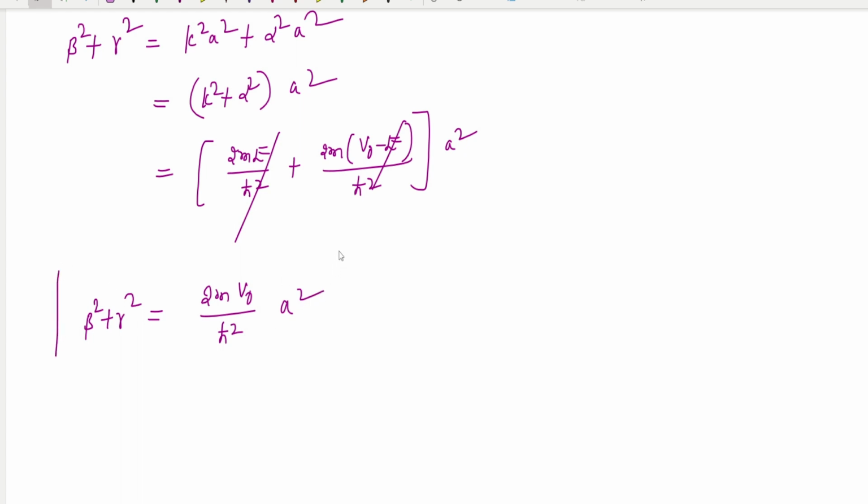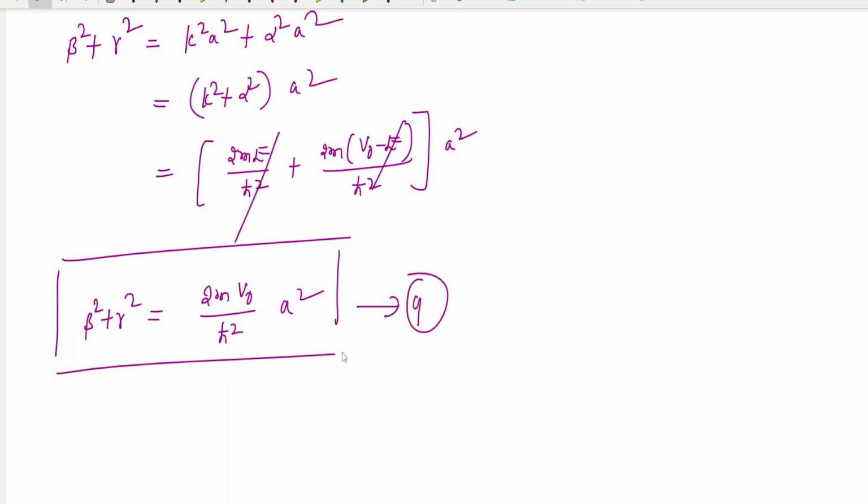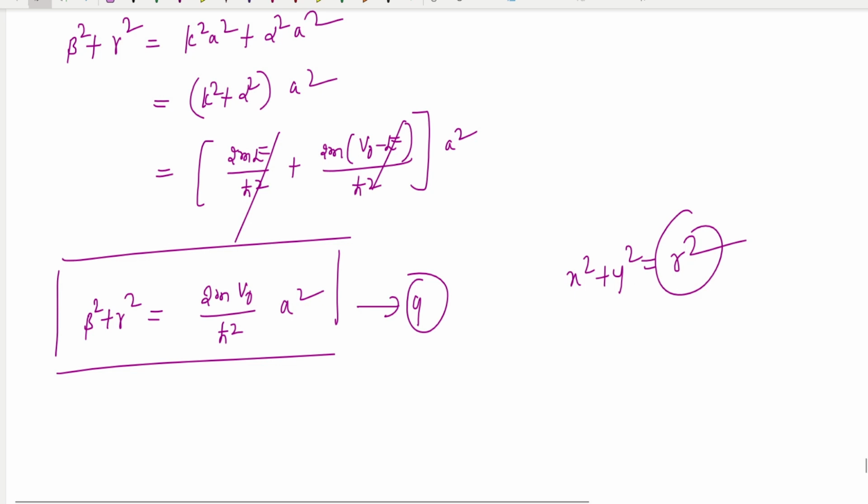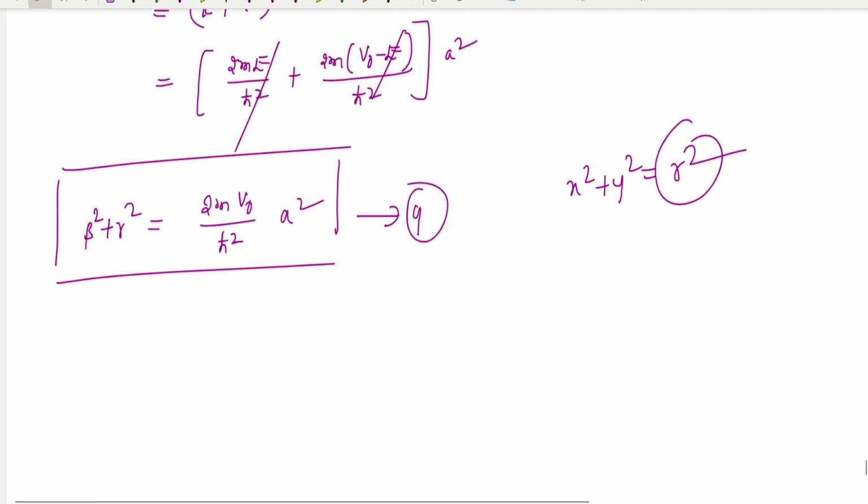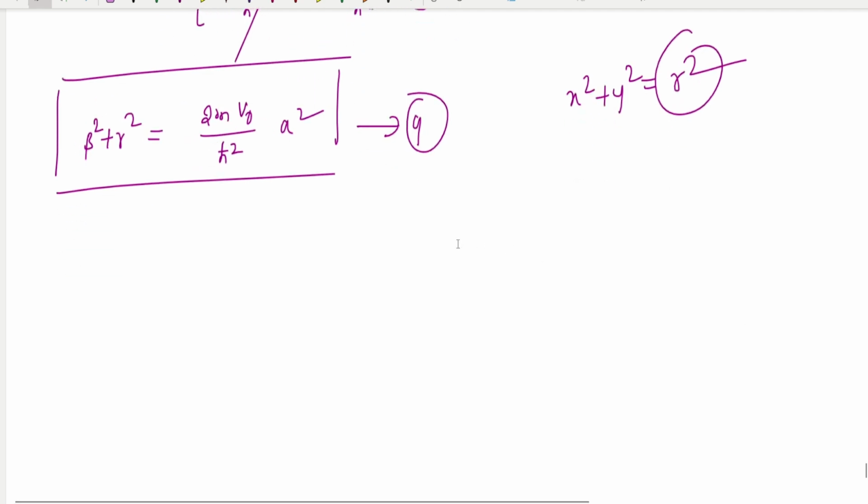If you clearly observe this equation, this is one important familiar equation we already know, right? It looks like a circle equation, x square plus y square is equal to r square, right? Then what is the r square value? 2m V naught divided by h cross square into a square. So this r square, this is the radius.